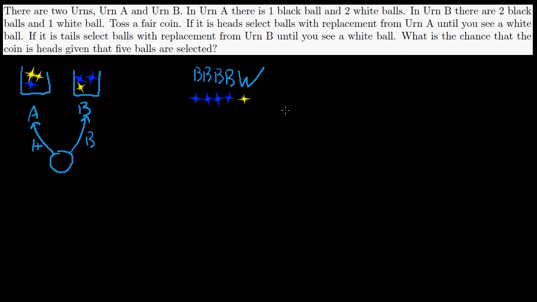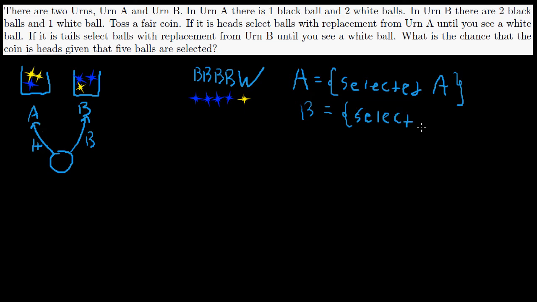All right. So how do we do this? Well, first, let's work out the conditional probabilities. So let A be the event that we selected urn A, and let B be the event that we selected B. Okay. So then we have this sequence. Let's give it a name. Let's call it S.